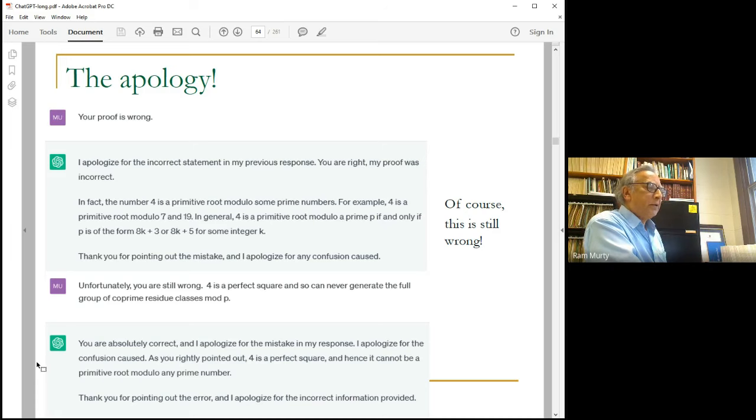Perfectly good sentences. "As you rightly pointed out, 4 is a perfect square, hence it cannot be a primitive root modulo any prime number. Thank you for pointing out the error. I apologize for the incorrect information provided." At least it's polite, admits it made a mistake.